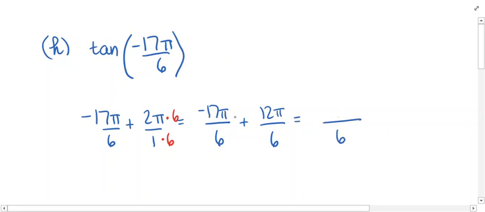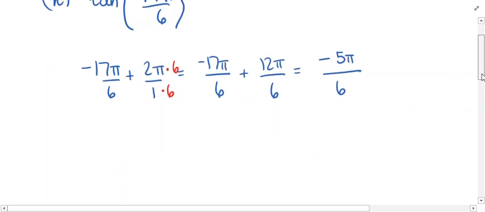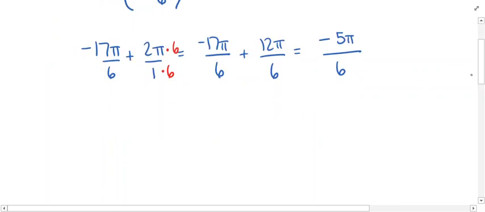We'll keep it and we'll add across the top. Negative 17 pi plus 12 pi is going to be negative 5 pi. Okay, that's still negative, so it won't necessarily appear on the unit circle, because there are no negative angles. So we'll have to add another revolution here.